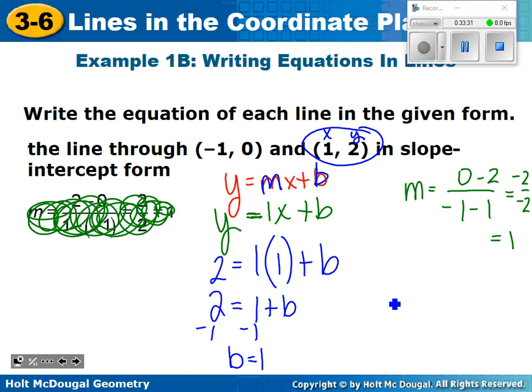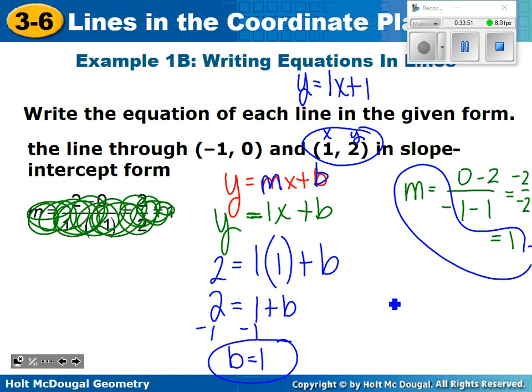1. This is not your answer. Your answer is supposed to be the equation of the line in slope-intercept form. So what's our equation? Y equals what? 1x plus 1. So we found our slope was 1. We found our y-intercept was 1. So now we plug them in, and this is your actual answer.